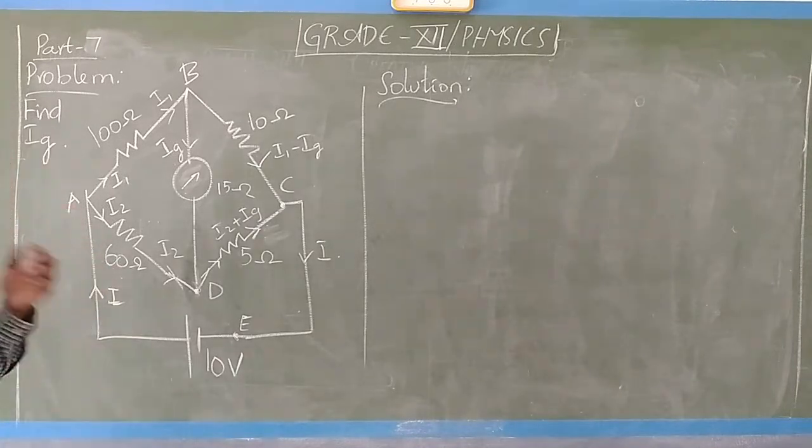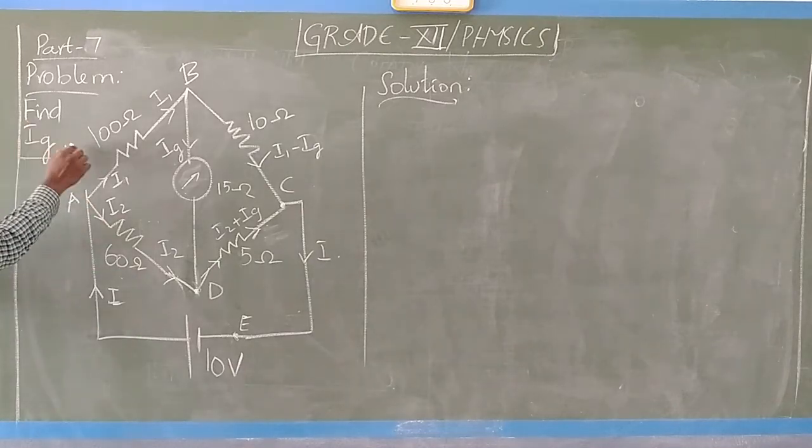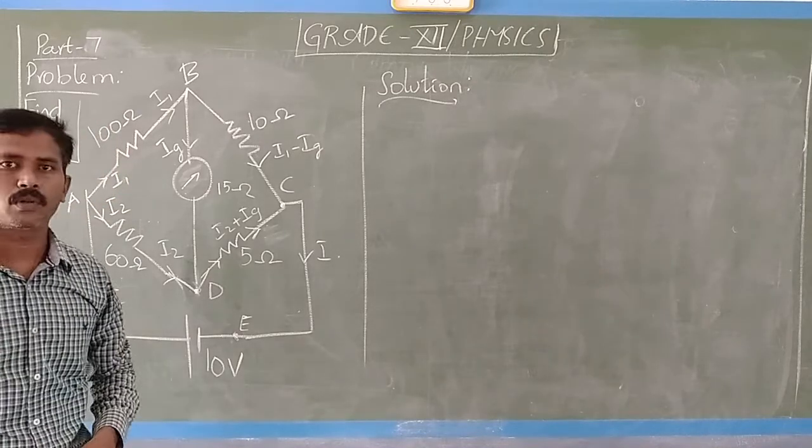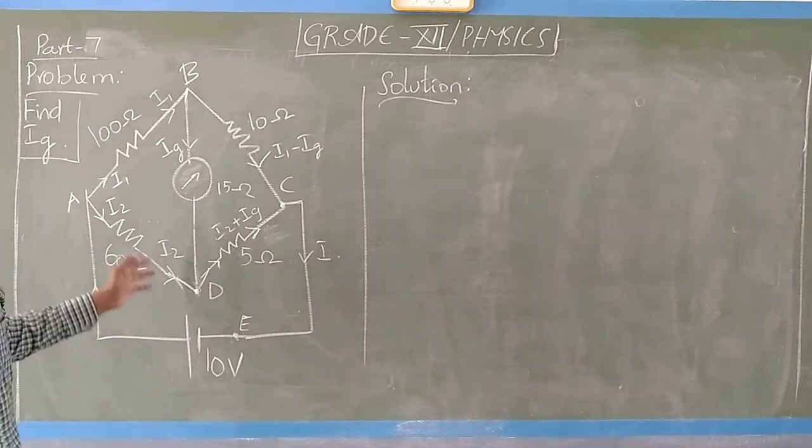So now what we have to find? We are asked to find IG. So find the IG, that is current through the galvanometer. They have asked what current goes through the galvanometer. Okay, let us now find.